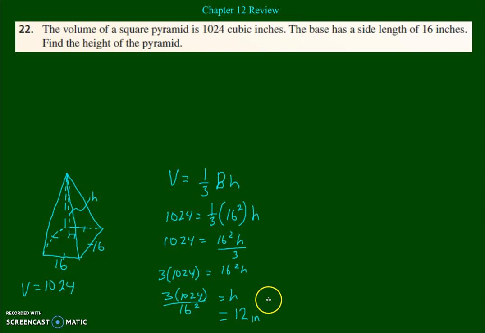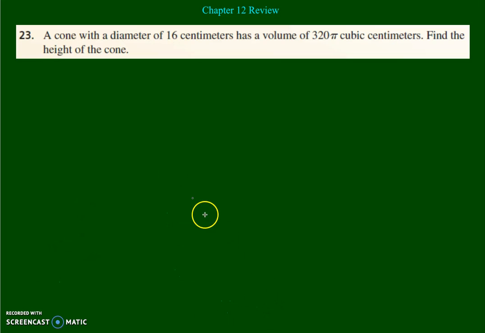Let's go ahead and move on to problem 23. In problem 23, we have a cone with a diameter of 16 centimeters, has a volume of 320 pi cubic centimeters. We're looking again for the height at this point. So just like we did before with the last pyramid, let's go ahead and draw this cone and see what it tells us. So let's draw a cone here.